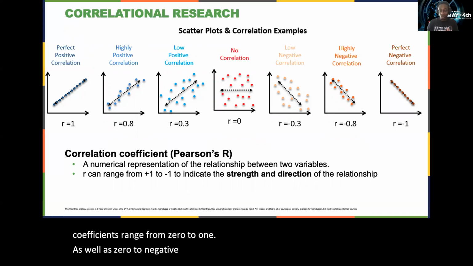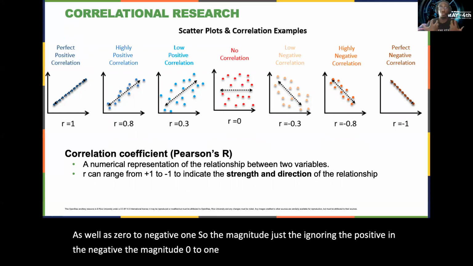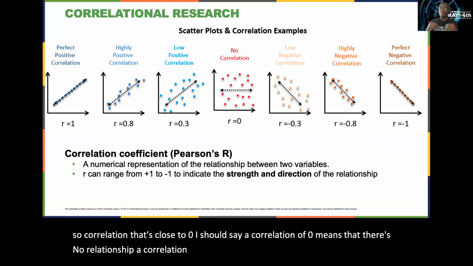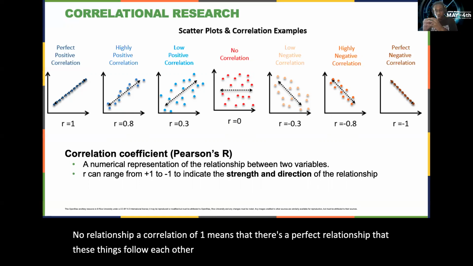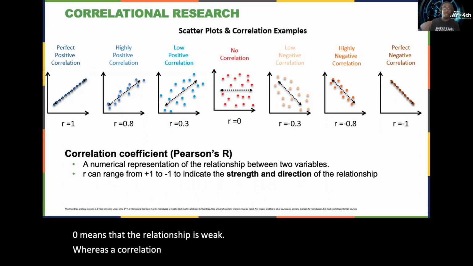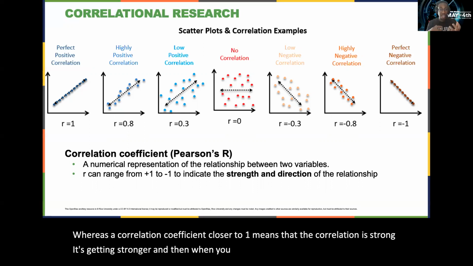Correlation coefficients range from 0 to 1, as well as 0 to -1. The magnitude, just ignoring the positive and the negative, tells us about how strong the relationship is. A correlation of 0 means that there's no relationship. A correlation of 1 means that there's a perfect relationship, that these things follow each other perfectly. A coefficient close to 0 means that the relationship is weak, whereas a coefficient closer to 1 means that the correlation is strong. It's getting stronger. And then when you add positive and negative, that indicates the direction of the relationship.